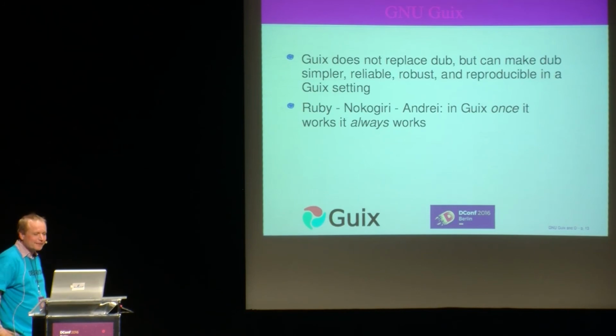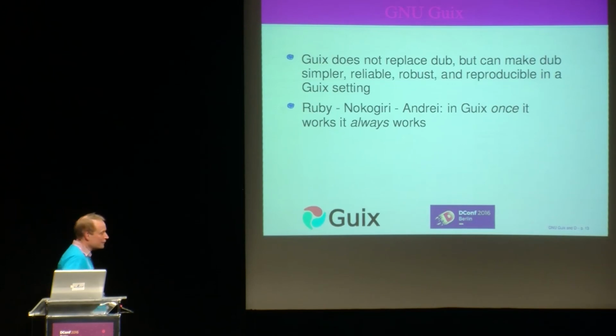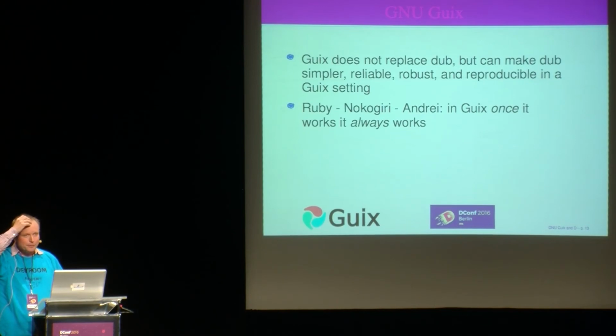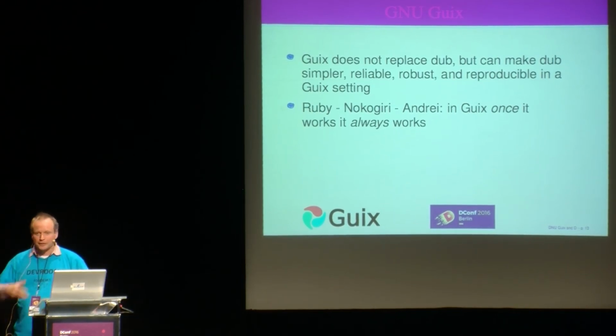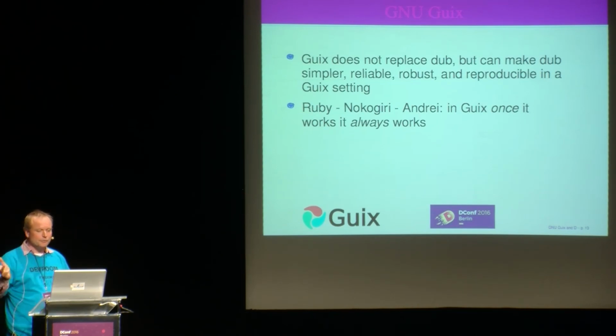Andreas said something about, if it works once, it should always work. I have actually experience with, for example, the Nokogiri gem. I don't know if anybody knows about it, but it's notoriously hard to install. The internet is full of people being frustrated with running Nokogiri, which is an XML parser. So we wrote a package in GNU Guix, and now it's there. It's carved in stone. The whole dependency chain is there. Every time I just run guix package install Nokogiri, it's there. It's like magic.